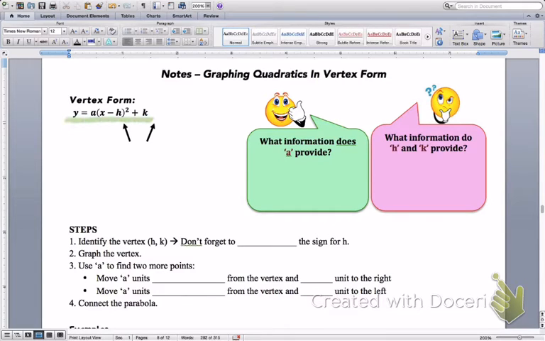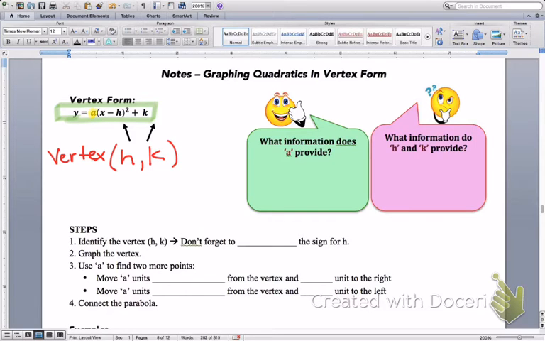So we should not be surprised that this form is called vertex form, because we are given the vertex whenever we are given an equation in this form. So HK, the numbers in that spot, are the actual vertex of the quadratic equation. And we know that the A value is usually up front, so it's going to be right there. Those are the two things that we need in order to graph a parabola: the vertex and the A value, or the A value and the intercepts. But in this case, we'll be using the vertex.